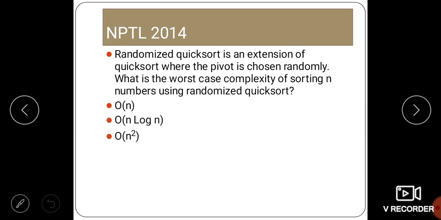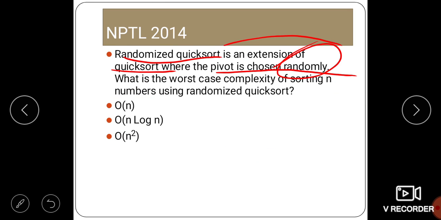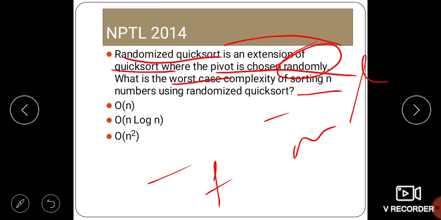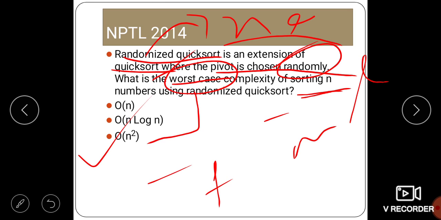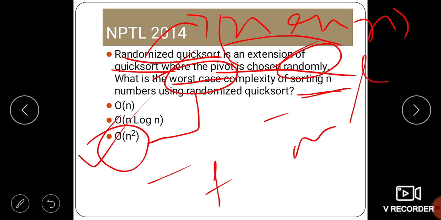Now next is randomized quick sort. It is an extension of the quick sort algorithm in which the pivot is chosen randomly. In the previous case the pivot is fixed, that is the middle, but here we can choose a random position, either first or middle or last. So what is the worst case of this sorting algorithm? Here also the answer is O(n squared) for worst case time complexity, and in the randomized quick sort algorithm the best case is O(n log n). So for the best case it is O(n log n), but here worst case is mentioned, so it is O(n squared).